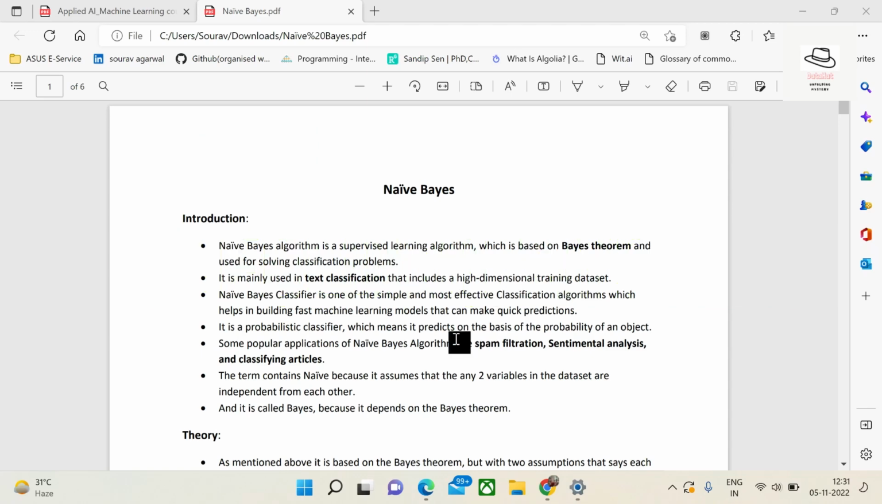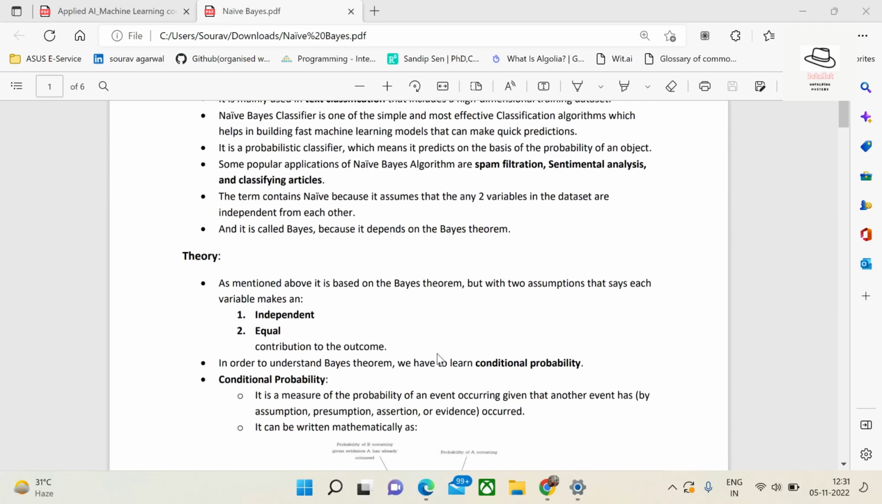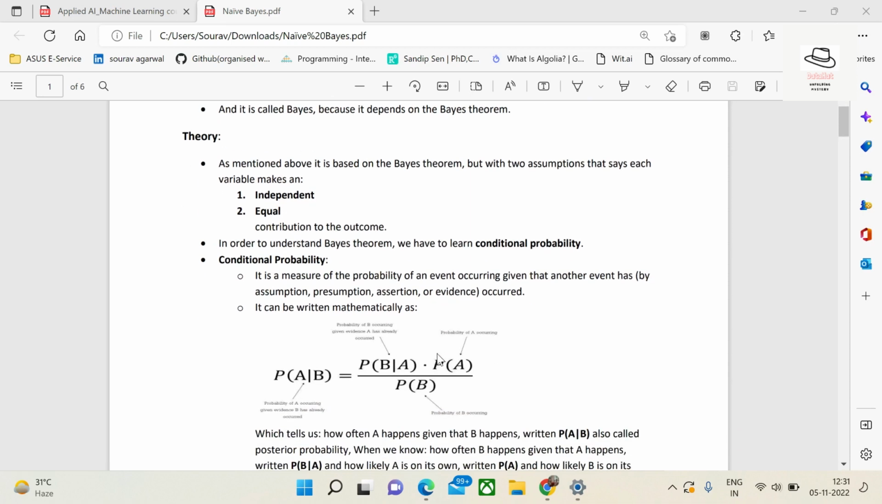Let us understand the theory behind naive-Bayes. One of the primary things to understand is that naive-Bayes, being based on Bayes theorem, holds two underlying assumptions. First, the variables or the input features being used are independent of each other, and secondly, each feature has equal contribution to the outcome. We must understand conditional probability in order to understand naive-Bayes or Bayes theorem.